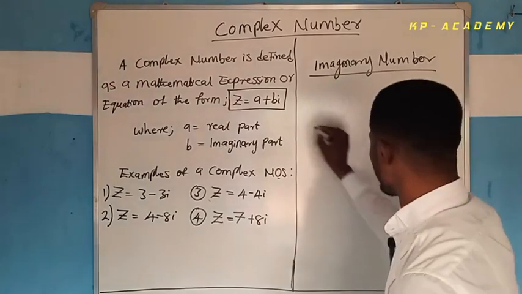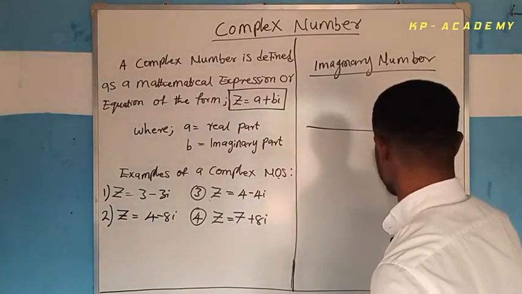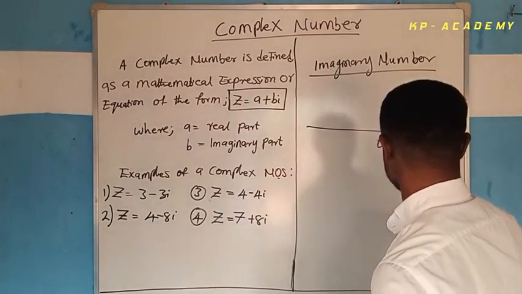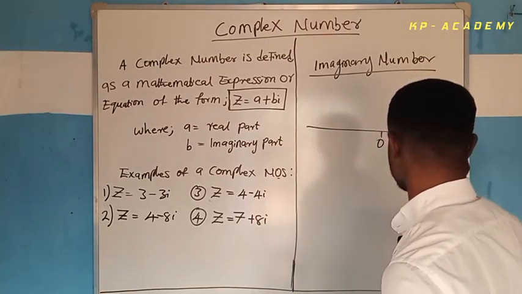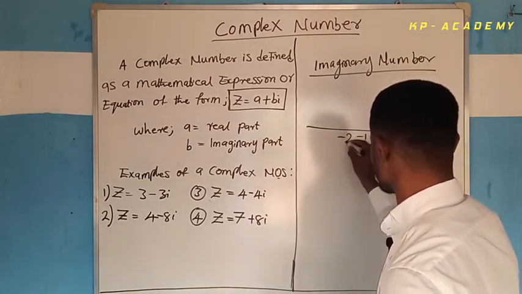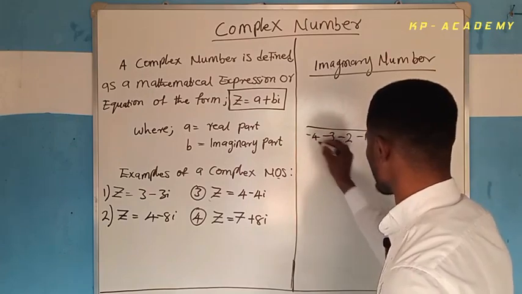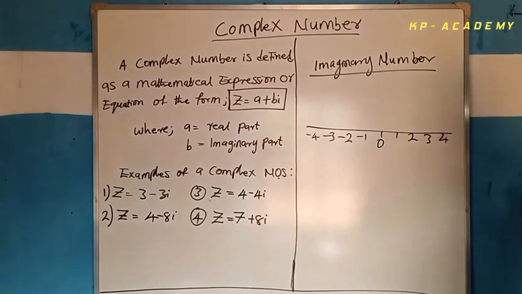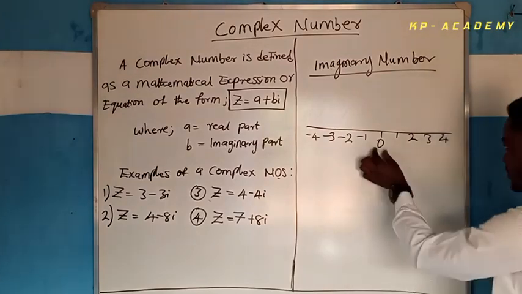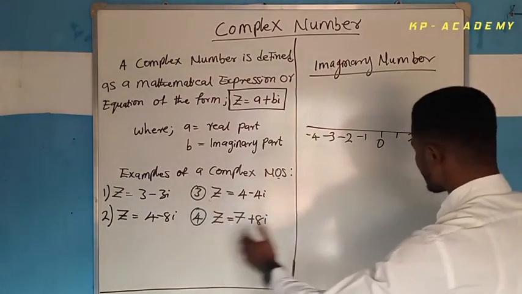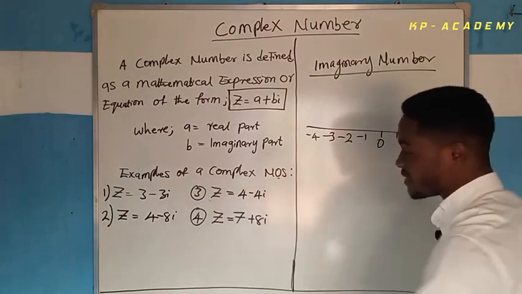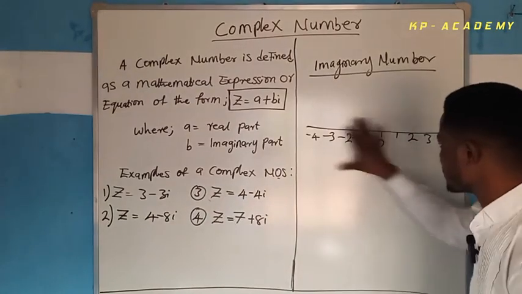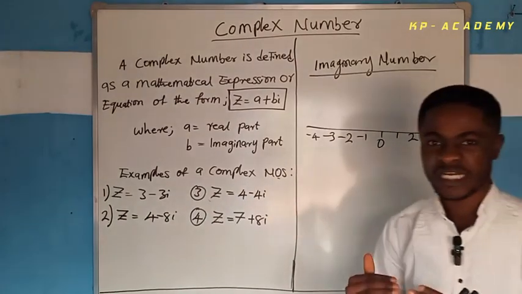For instance, if I have a number line like this, such that here is 0, here is 1, 2, 3, 4, and so on, and here is minus 1, minus 2, minus 3, minus 4, and so on. From this 0 towards the right, it ranges from positive 1 up to positive infinity. Then from 0 down to the left, it ranges from negative 1 down to negative infinity. So it means that on this number line, no imaginary number can be there.